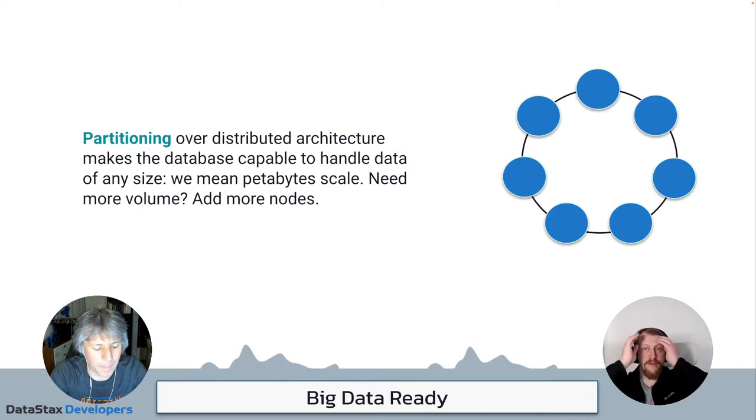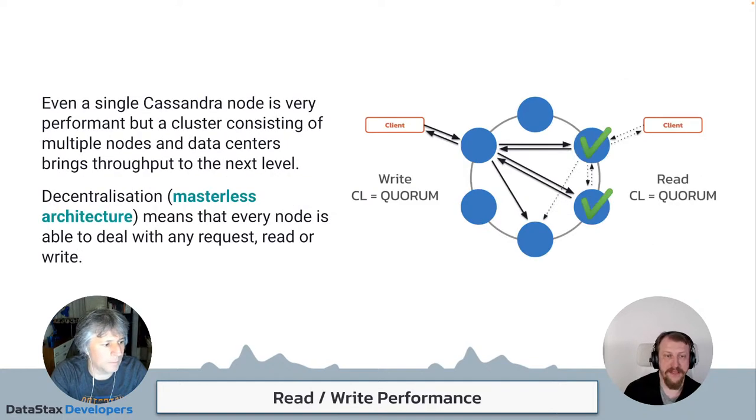So what are the primary features people pick Cassandra for in their projects? First of all, it's partitioning, because partitioning makes the database capable of handling data of literally any size. So we speak about petabytes and hundreds of petabytes of data. Then, obviously, read-write performance. As Cassandra is OLTP specific, it is very performant. It is extremely quick.